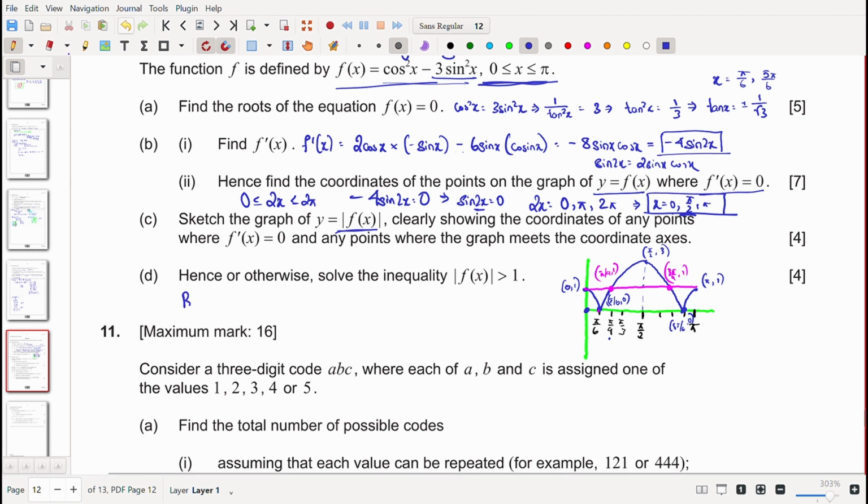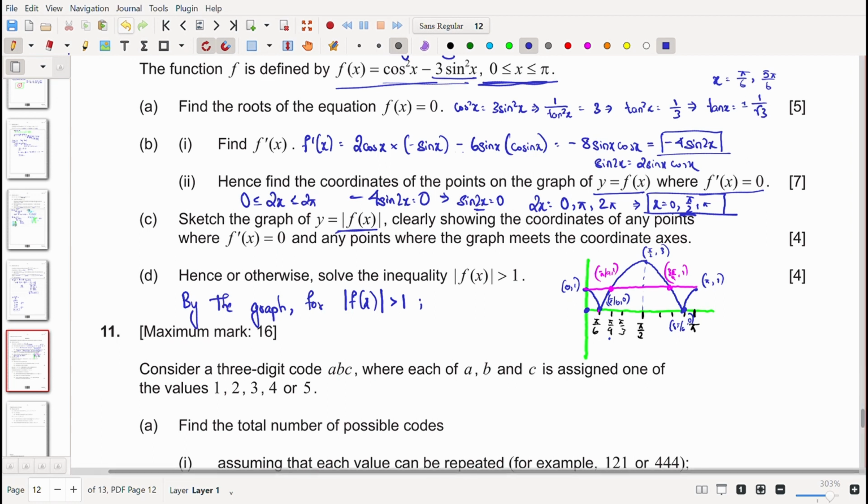Therefore, by the graph, for mod f of x greater than 1, x lies from pi by 4 to 3 pi by 4, not equal to the endpoints. That's it. And make sure that it's greater than, not greater than or equal to, because greater than or equal to does not satisfy this greater than sign over here. And that's it.